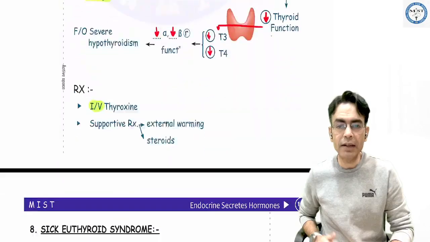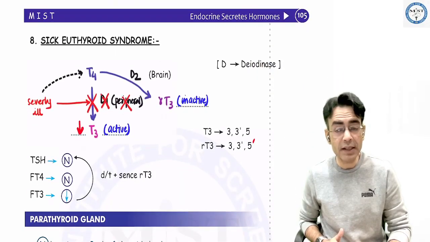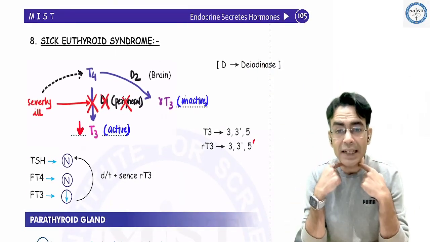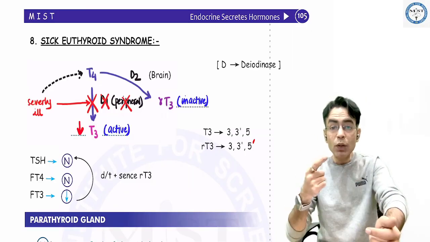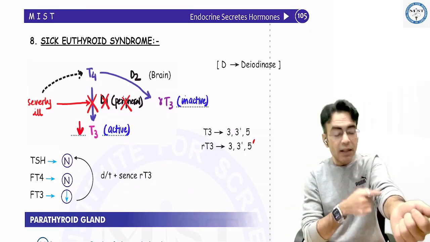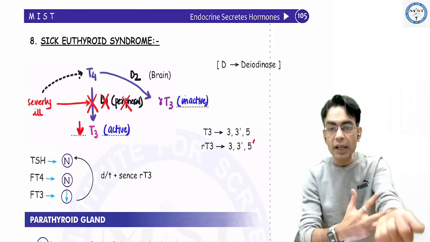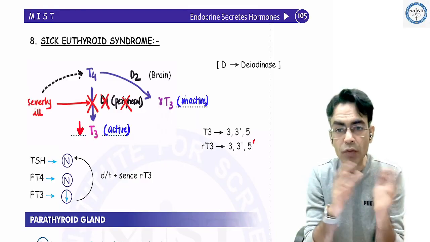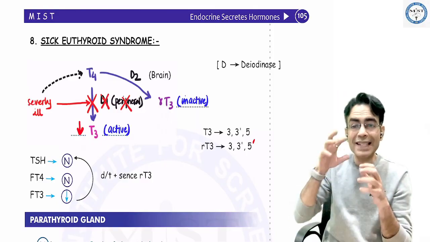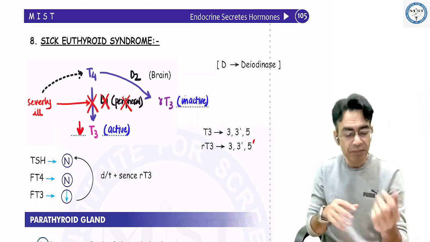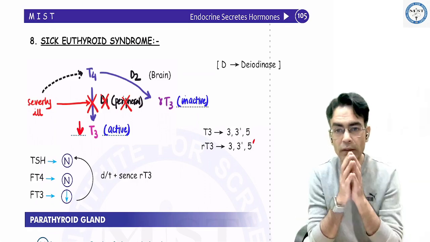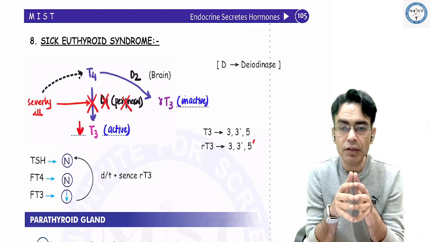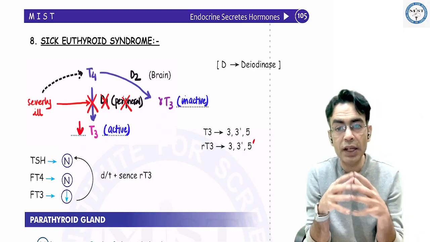Okay. And sick euthyroid syndrome. In this, see, your thyroid gland secretes T3 and T4, and then they are in the blood. Majorly, you are secreting T4. And then in the blood, your T4 is converting into T3. This is called peripheral conversion of T4 to T3. Whenever a patient is severely sick, it is seen that this peripheral conversion of T4 to T3 is blocked, because severely ill patients block the enzyme which converts T4 to T3.